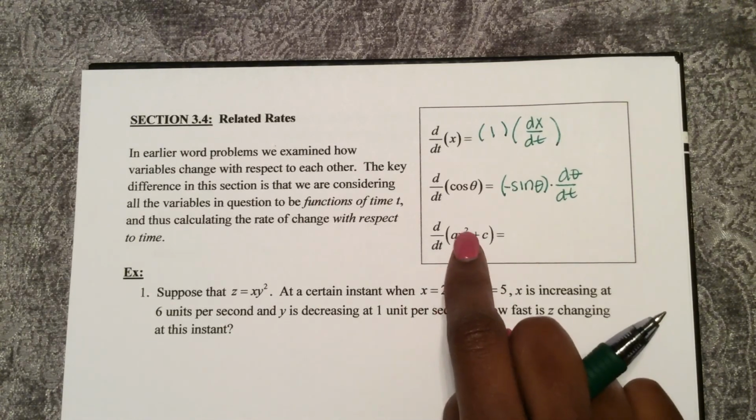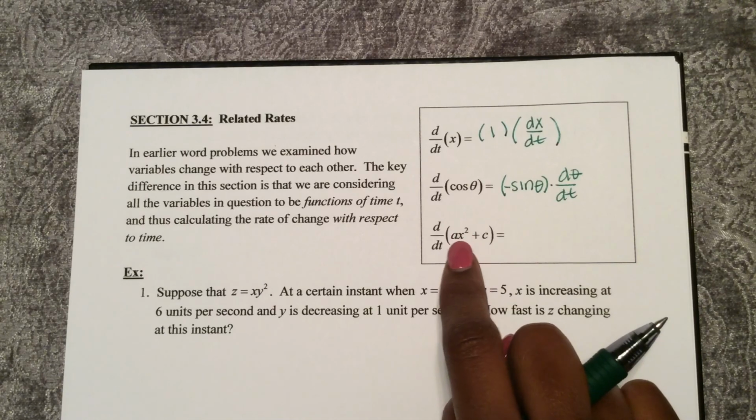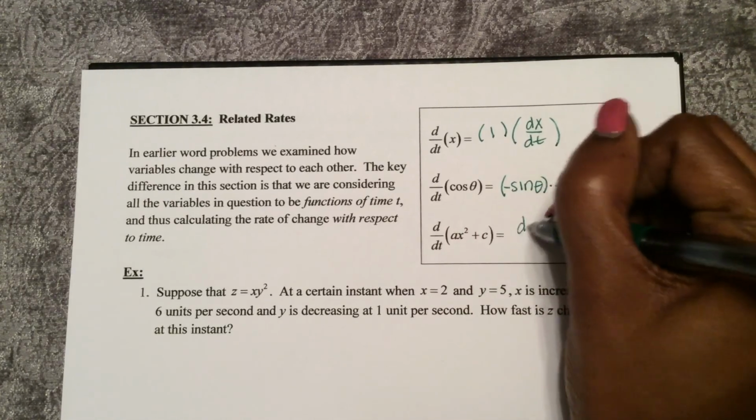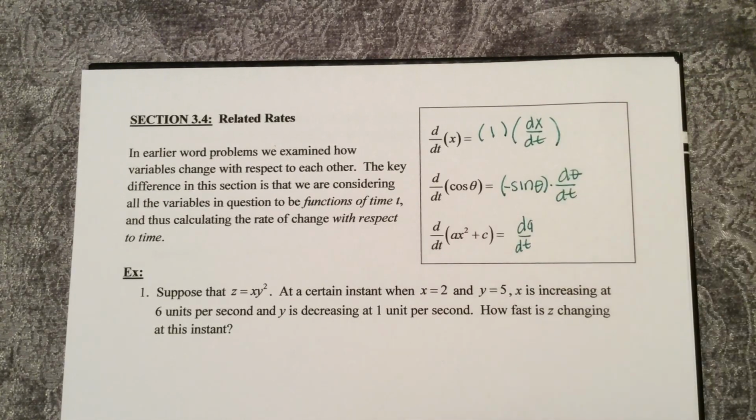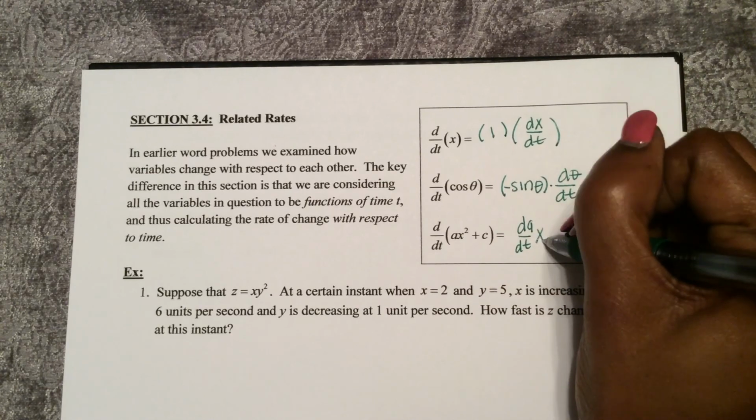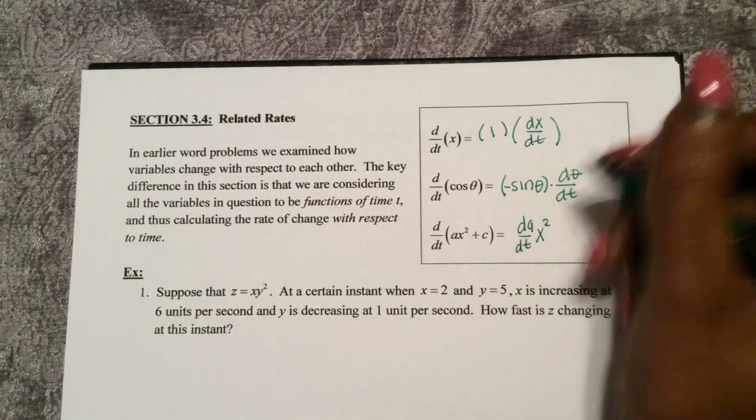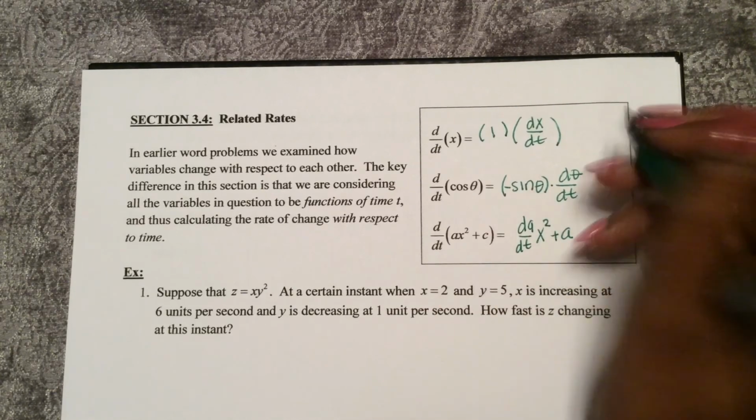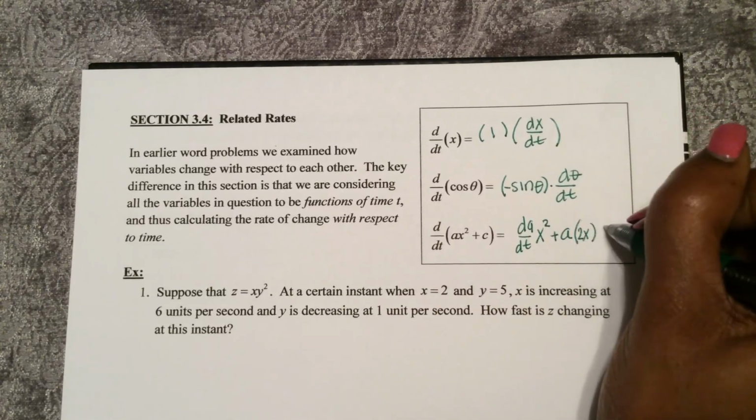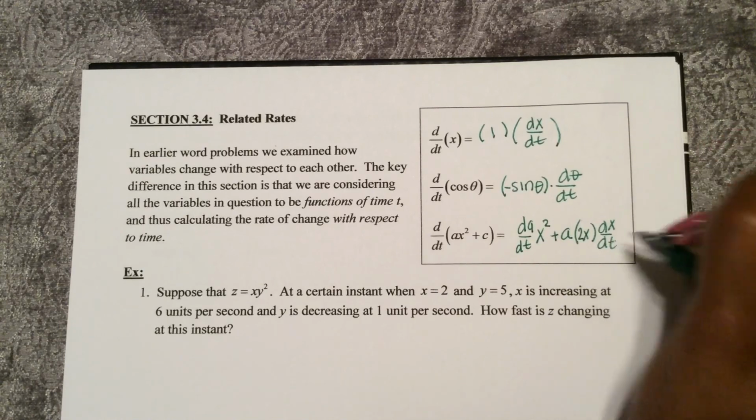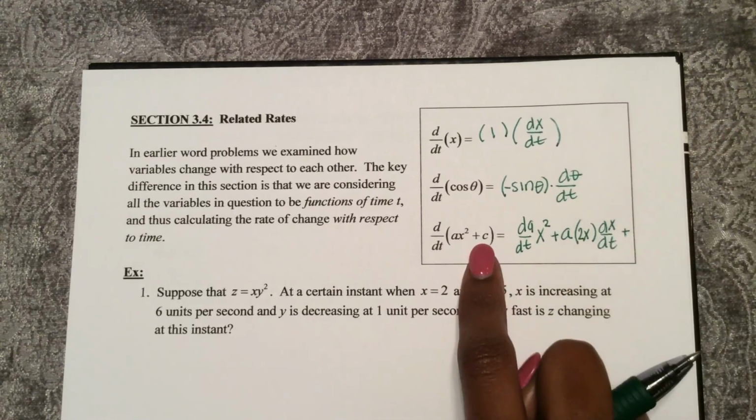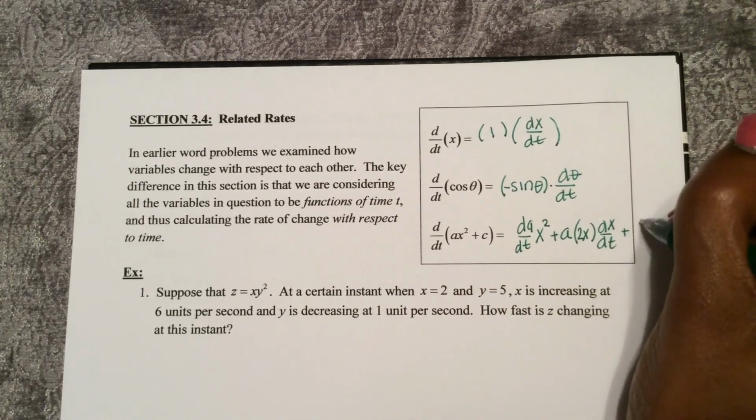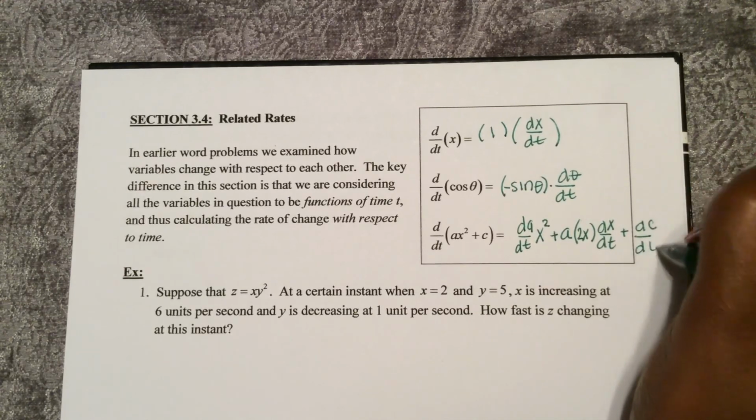So first, if I take the derivative of here, this is a product rule. What's the derivative of a? It's 1, but also multiplied by chain rule, dA dt times x squared, plus a multiplied by the derivative of x squared, which is 2x dx dt, plus the derivative of c with respect to time.